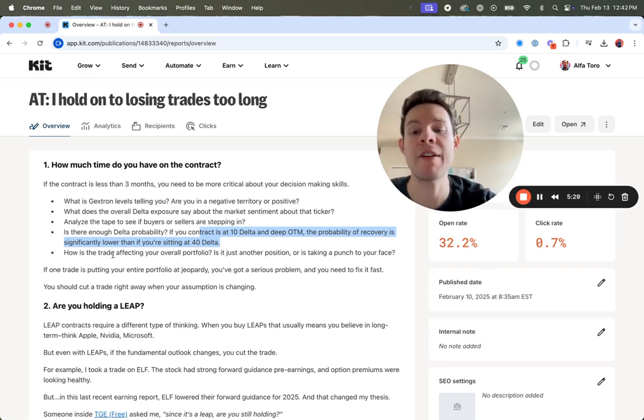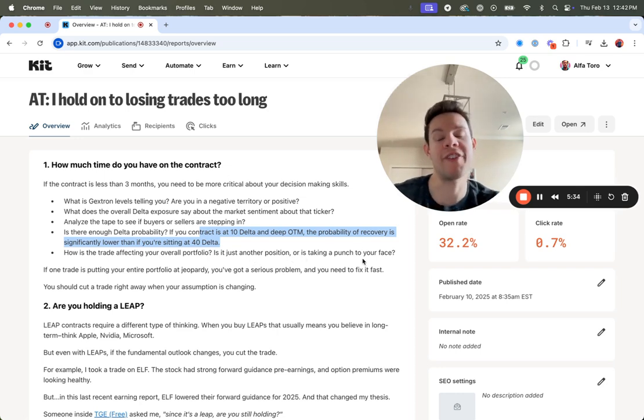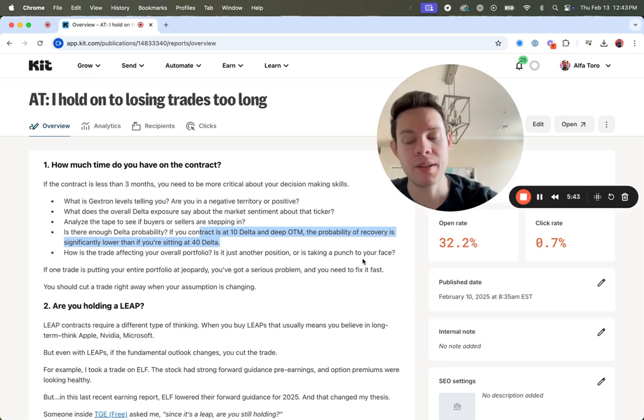And I said, how's the trade affecting your overall portfolio? Is it just another position or is it taking a punch to your face? Okay, so like this is really important, right? Because if you have a trade that's 3%, that can take a hit. For me, that's a hit. Okay, that's a punch to the face. But some folks out there, some traders, they like to put 20% of their portfolio on the line. Hey, you might want to consider taking that. Like, do you know what your max daily drawdown is? If you don't have that, you need to cut it out.